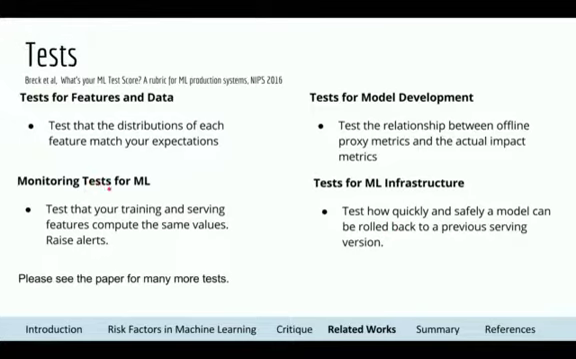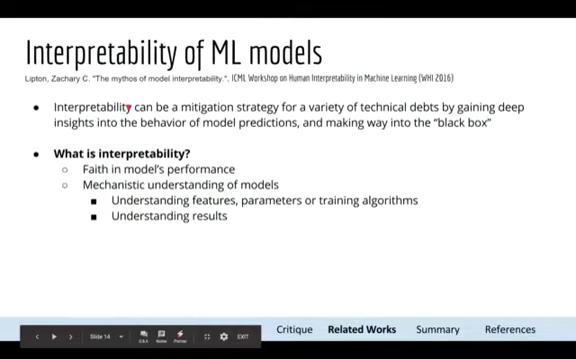Finally, you need tests for monitoring. You want to test that your training and serving features computed the same values. Oftentimes, what happens is the data scientist will train models offline using data from a data warehouse using Pig or Hive or Spark. But at serving time, the data comes from a real time system. In such cases, it's essential to test that the training and serving values from both sources are exactly the same. If they're not, then alerts should be raised. Please see the paper for many more tests.